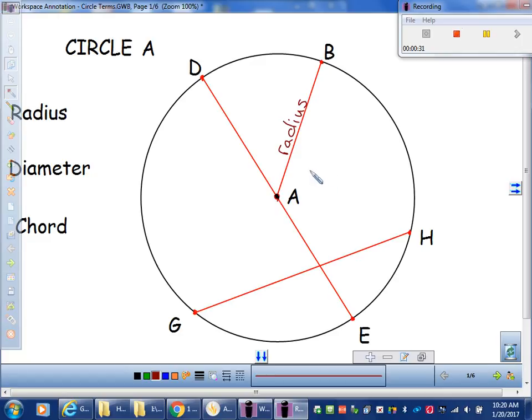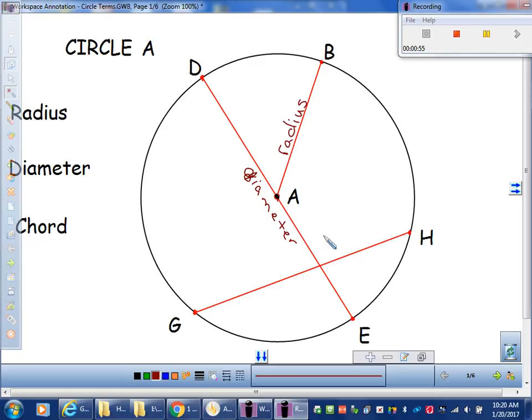The next term you should already know is diameter. A diameter is actually a chord whose endpoints are on the circle. So DE would be a diameter. Now, the other thing you need to know about a diameter is not only are the endpoints on a circle, it also goes through the center of the circle. That's what makes it a diameter.